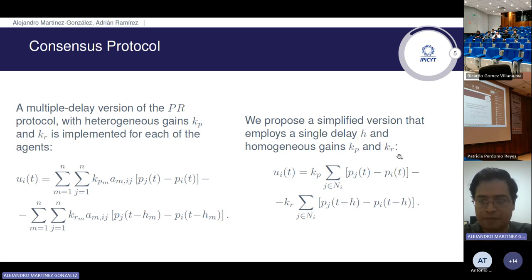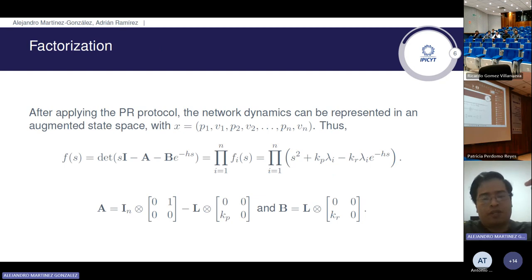the retarded gains. The induced delay, h. So we reduce the approach to only three control parameters: the delay, the gain KP, and the gain KR. So how do we deal with this situation?